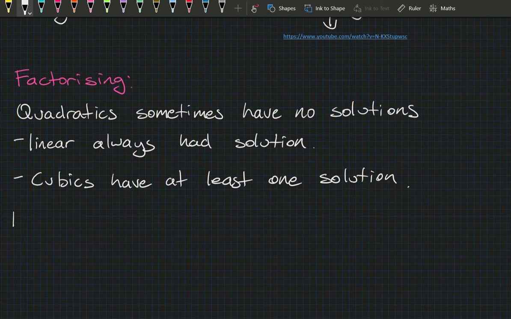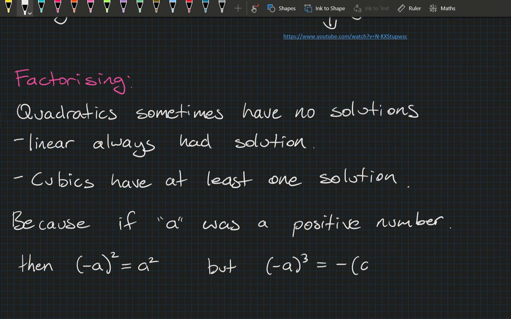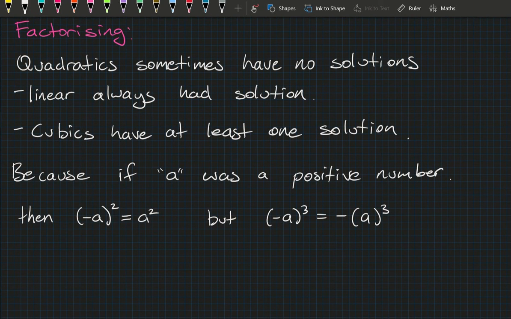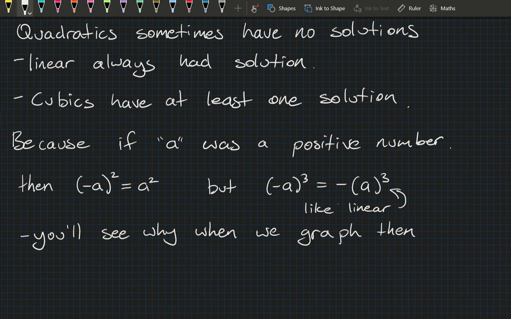Now you know what's going to happen with a linear function, but if a was a positive number, then when I square negative a, that's the same as squaring a. But if I cube negative a, that's equal to minus the cube of positive a, which is why it operates like a linear. And I could go through some complicated algebra with you right now, but just trust me, you're going to see why this is true when we graph them.